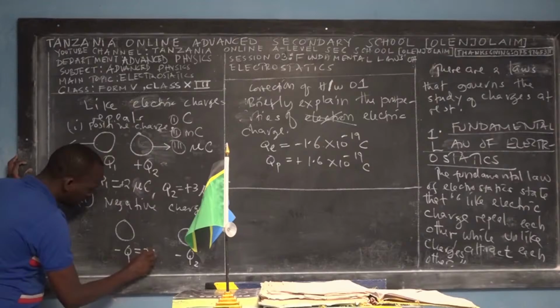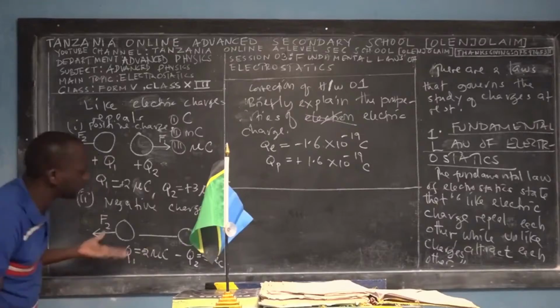So listen, suppose the force produced by Q2 is F2. F2 is the one that is going to push Q1 this side, right? And suppose Q1 produces a force we call F1. F1 is the one that is going to push your Q2, right? Similarly, this is F2 and this one is F1. That's the meaning of that fundamental law. There's a distance here, but we don't take the distance into consideration right now.